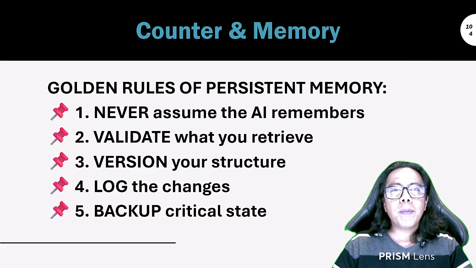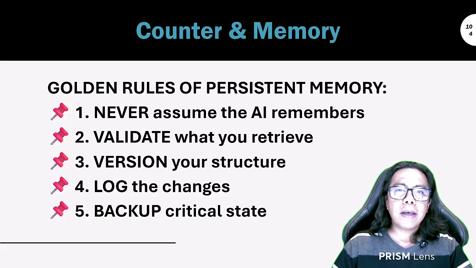Golden rules for persistent memory. Never assume the artificial intelligence remembers. The artificial intelligence forgets everything between prompts. Always resend the complete state it needs. It's safer, more predictable.